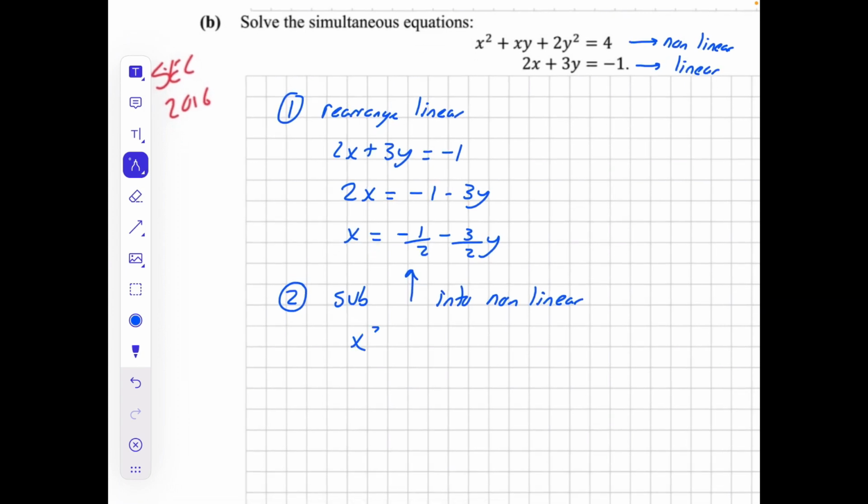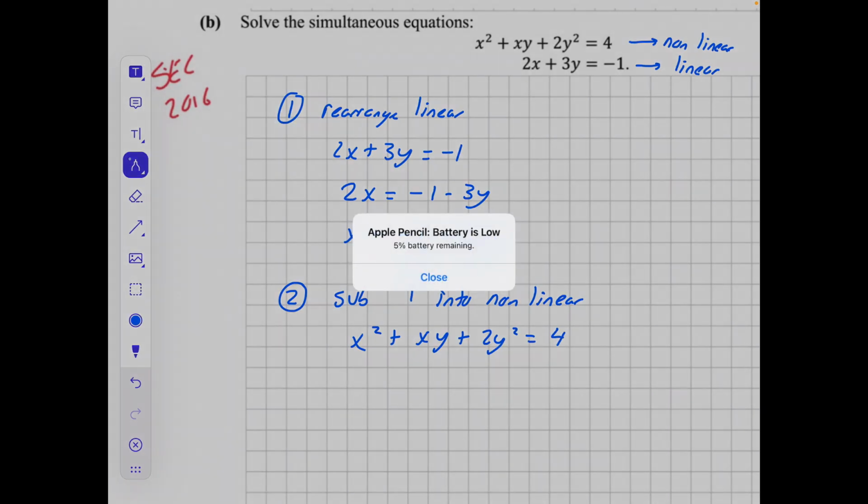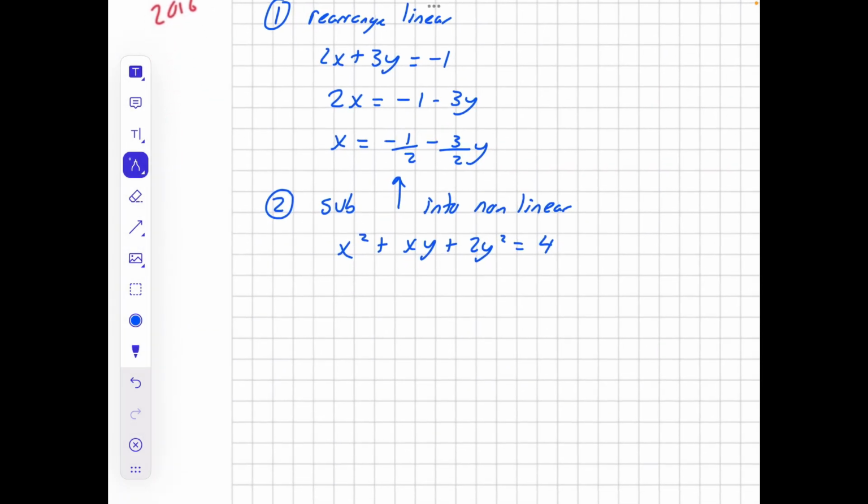So my non-linear, I'm just going to write it down here so I have everything together, is x squared plus xy plus 2y squared is equal to 4. And I know instead of writing x, I can write minus a half minus 3 over 2y, to be squared. Plus xy, so plus x, which is minus a half minus 3 over 2y, all multiplied by y. Remember, this y is still here. Plus 2y squared is equal to 4.